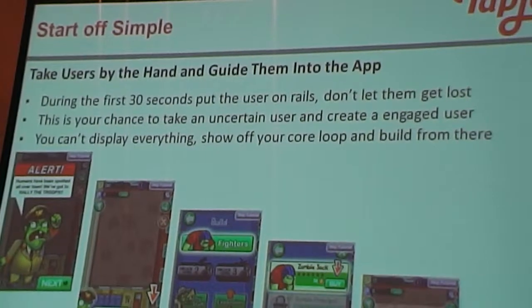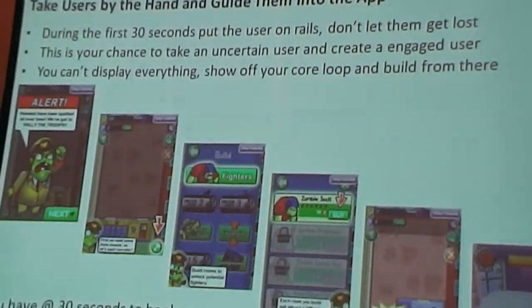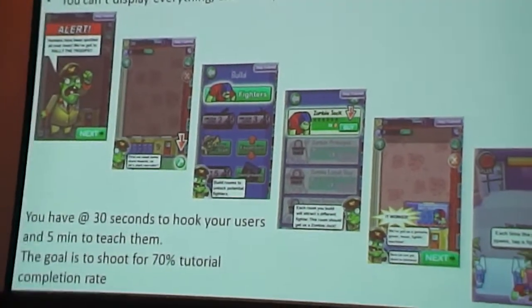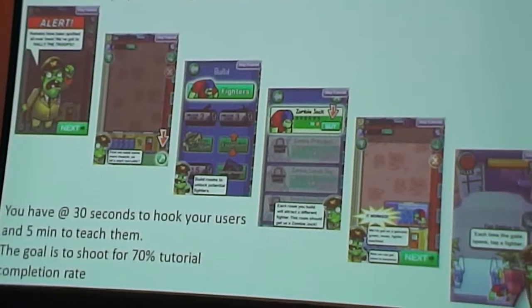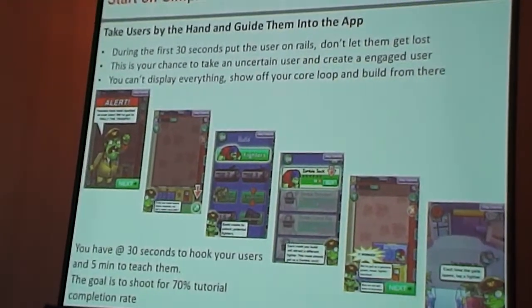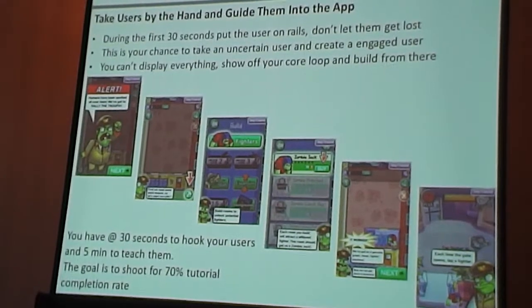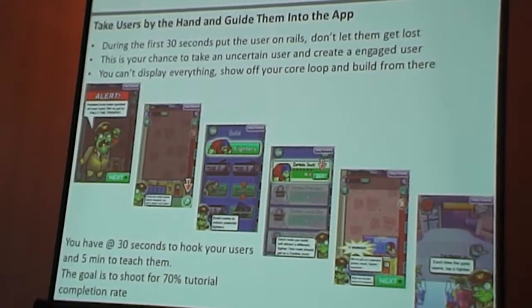So 30 seconds, I think, is a fairly good amount of time, depending on how detailed and rich your game is. But if you can take them for 30 seconds, say click here, click here, click here, click here, and explain what the game is, show off the core loop of your game and get them started. And then beyond there, let them get out into your game.